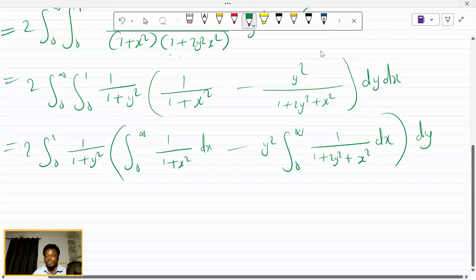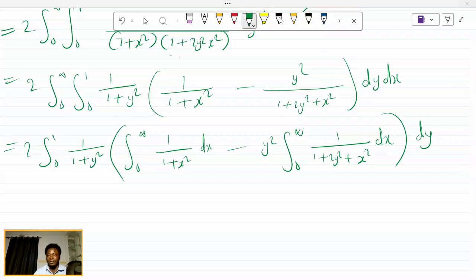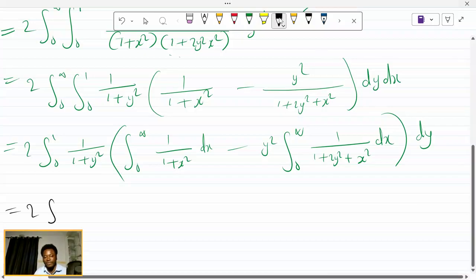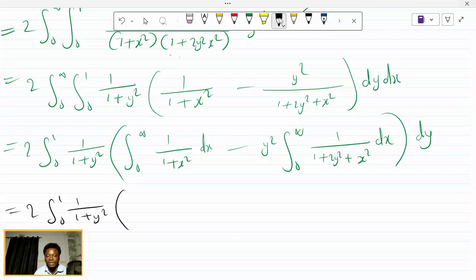So let's move on. Then this would end up being twice the integral from 0 to 1 of 1 over 1 plus y squared times, now of course, this is basically pi over 2. We can just say this is equal to tan inverse of x, and then we're taking the limit 0 to infinity, but the result will be pi over 2 regardless.